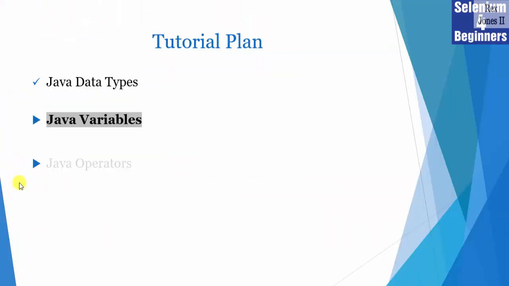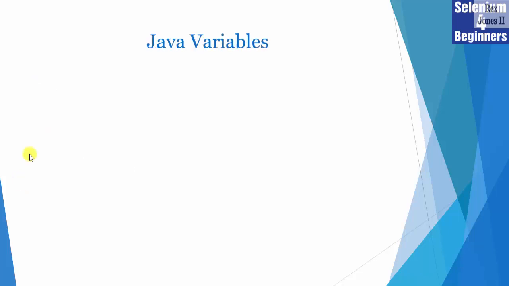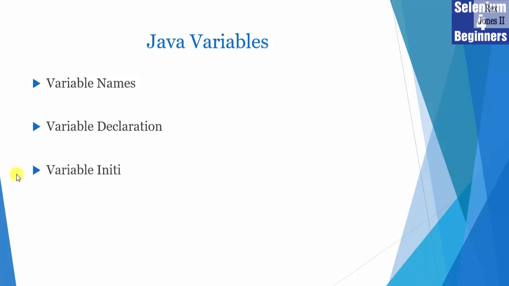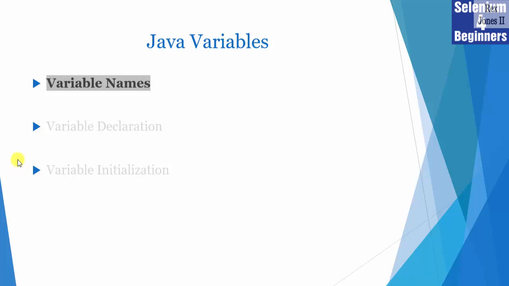Next, we have Java variables. There are 3 phases of variables. We must name our variable, declare our variable, and initialize our variable. Let's get started with naming our variables.